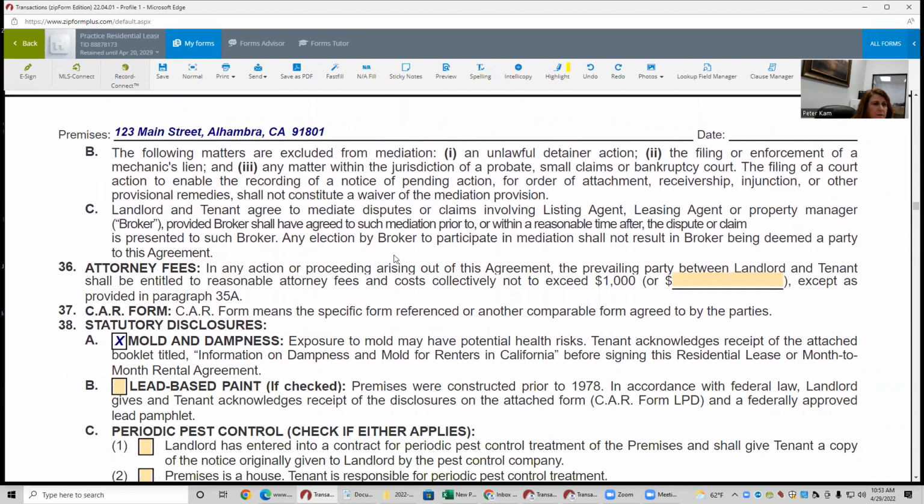There are some exclusions from mediation. It's an unlawful detainer action, the filing or enforcement of a mechanic's lien, any matter within the jurisdiction of a probate, small claims, or bankruptcy court.